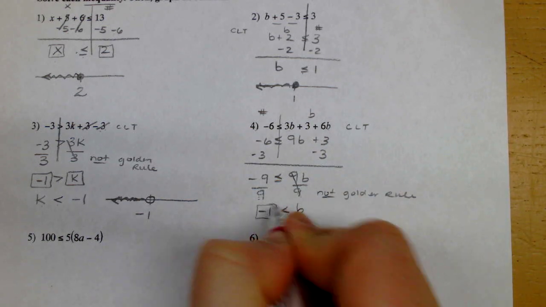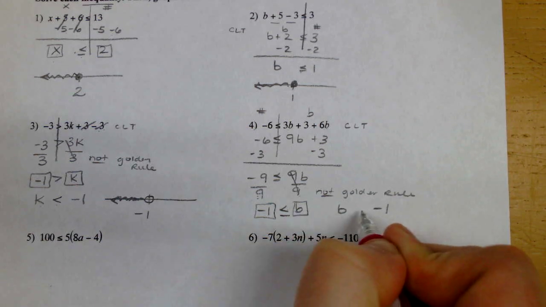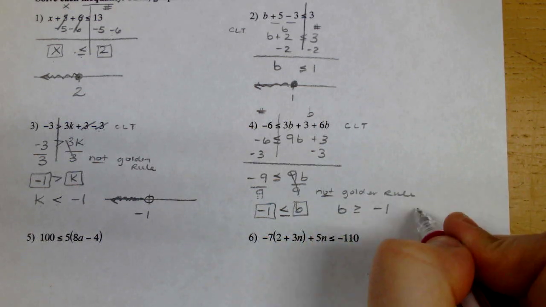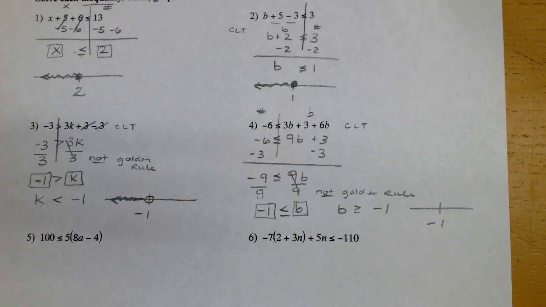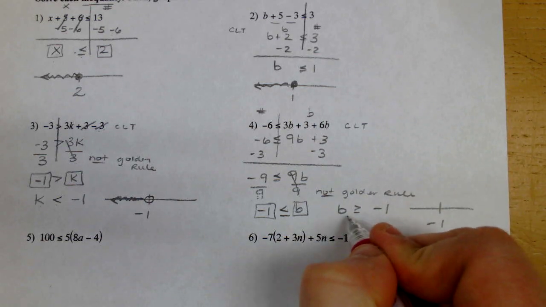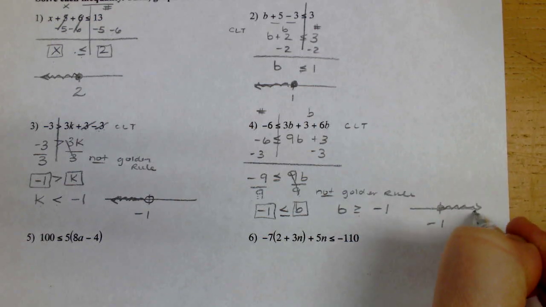But now I want my key player terms to be in the correct order. b and negative 1. Mouth is eating the b. And then graph. Negative 1 is my key value. There is an equal sign, so I make it solid. And then I shade to the right.